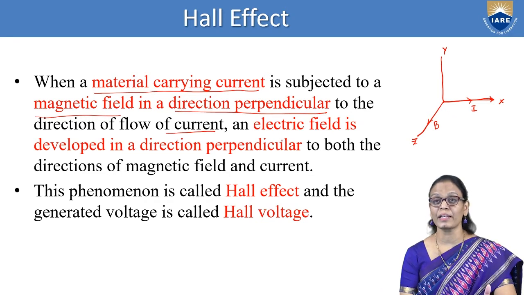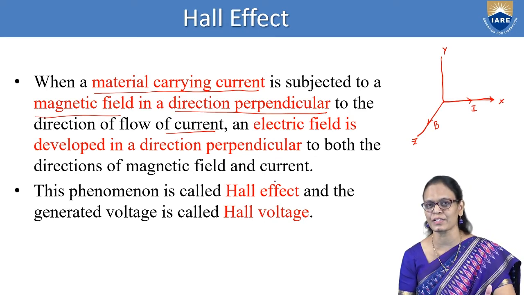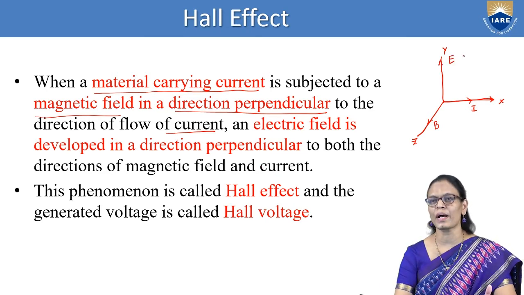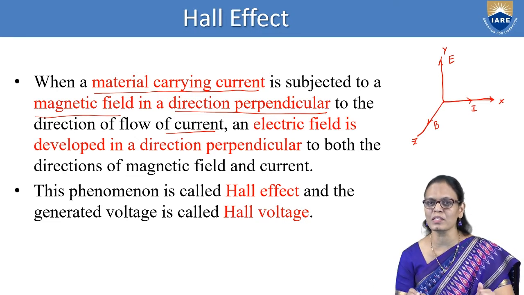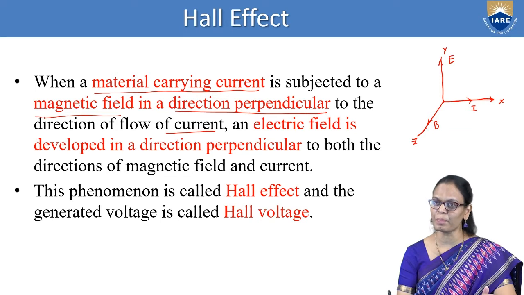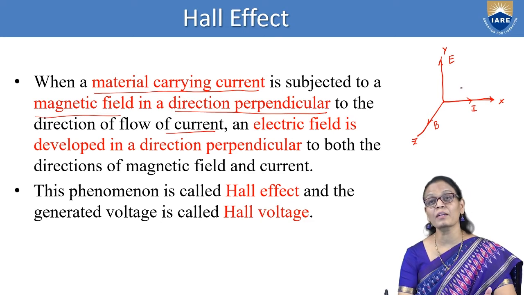Then what happens? An electric field is developed in a direction perpendicular to both magnetic field and current. So now how is the electric field developed? The electric field is developed along the y-axis. So this is the basic concept we need to understand. We are taking a current carrying semiconductor through which current is flowing, and if we apply a magnetic field perpendicular to the flow of current, then there will be an electric field developed perpendicular to the magnetic field as well as the current. So we say they are mutually perpendicular.